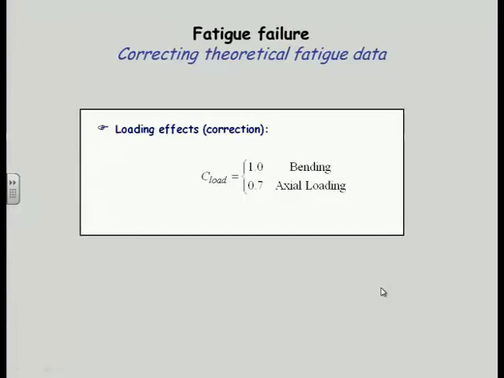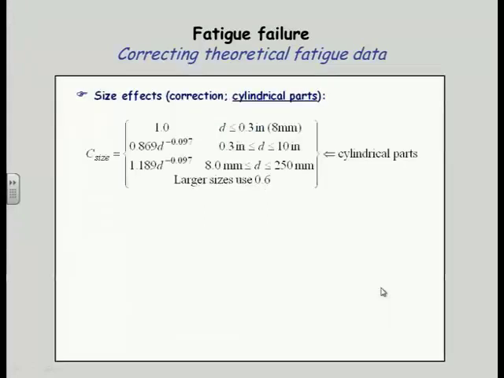But the bending got there first, so we kind of use that as the reference. So that's the one, and then we will dock it down to 0.7 if we have axial loading in our system, okay? Does that make sense? You all with me on that?